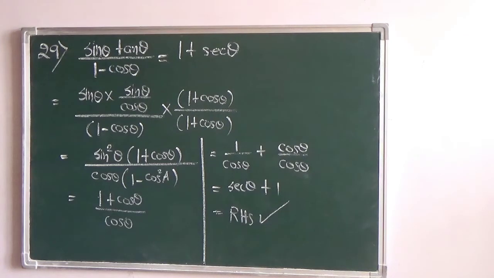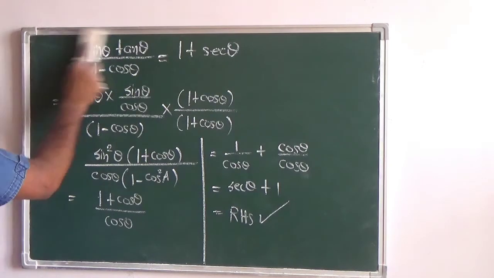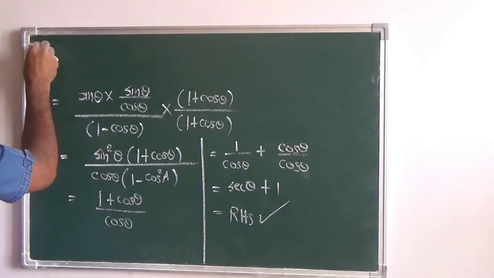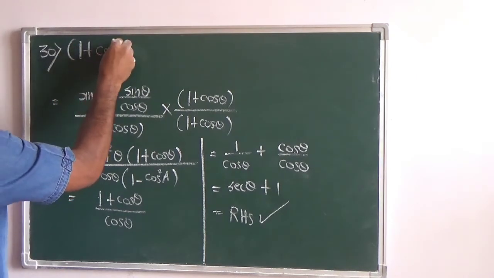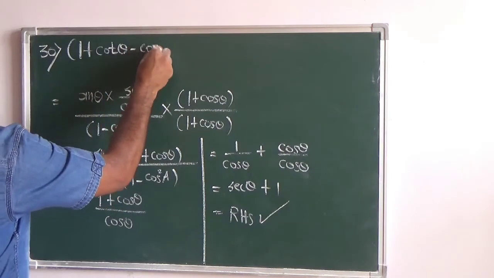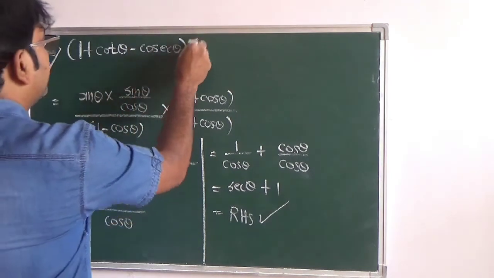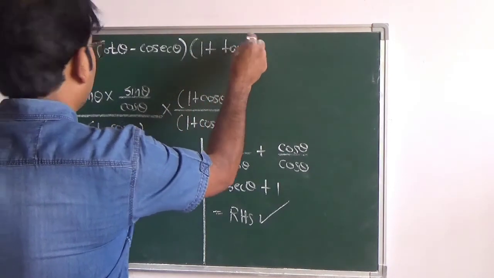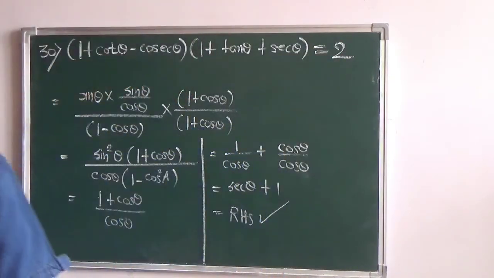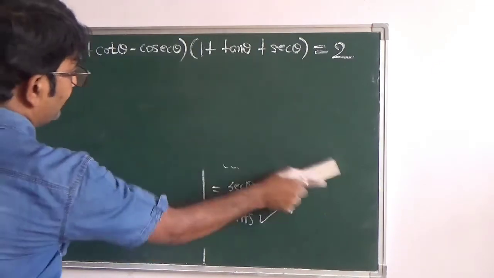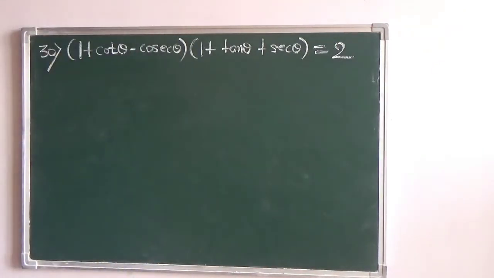Let us take the next question, number 30. 1 plus cot theta minus cosec theta, into 1 plus tan theta plus sec theta, is equal to 2. So how can we proceed with this particular question? 1 plus cot theta minus cosec theta into 1 plus tan theta plus sec theta.